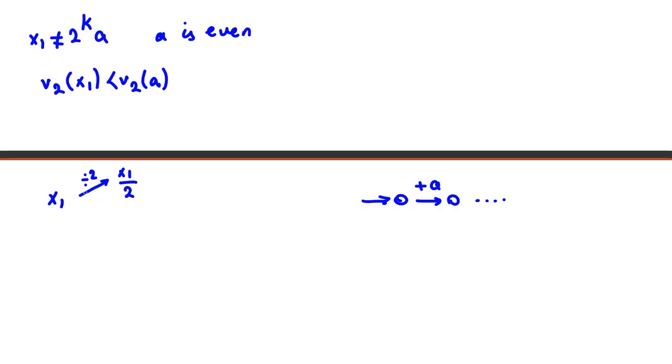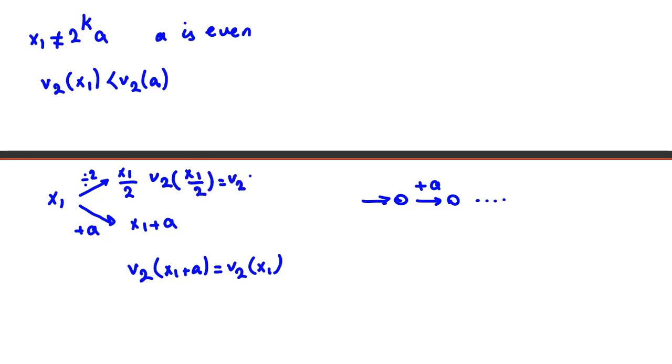If x1 is not odd, if it is Bob's turn, Bob divides by 2. If it is not Bob's turn, Alice adds a. So in this case, what happens? We have x1 plus a. I want to prove v2 of (x1 plus a) equals v2 of x1, meaning the v2 won't be increased. And in this case, v2 of x1 over 2 obviously is v2 of x1 minus 1. So if Bob plays, Bob decreases v2 of the number by 1. If Alice plays, v2 won't change.